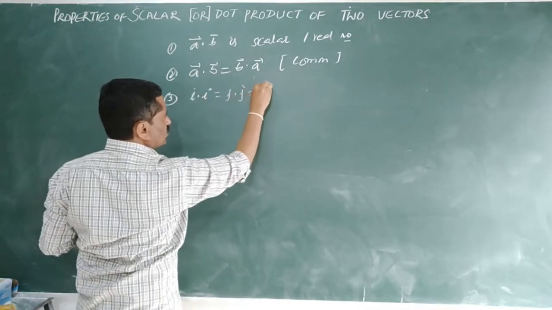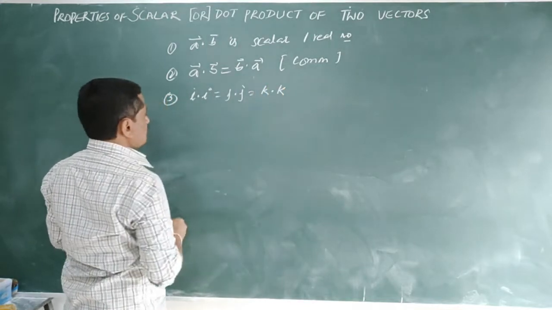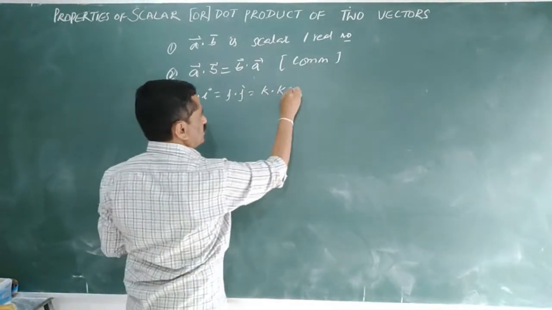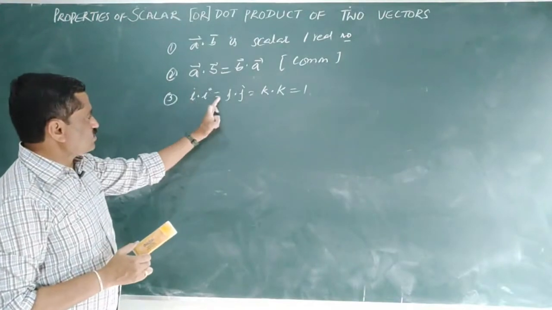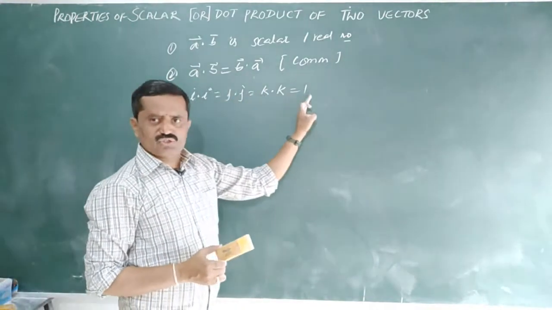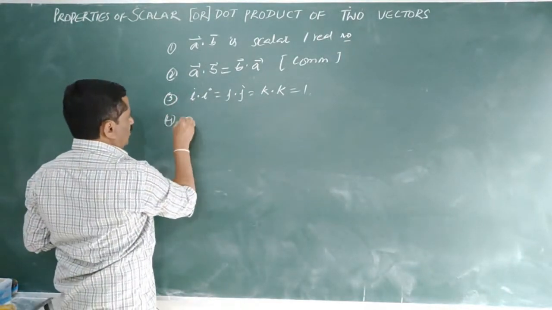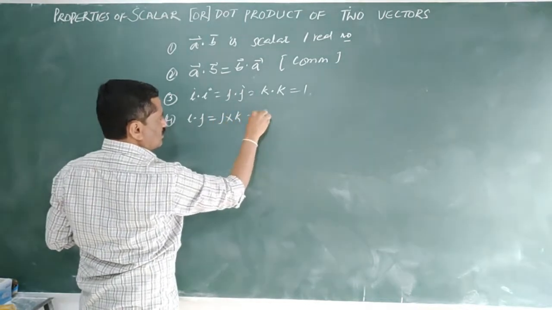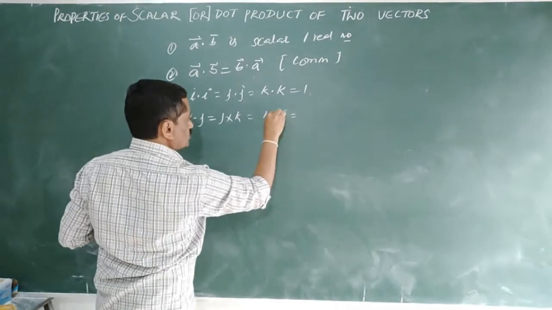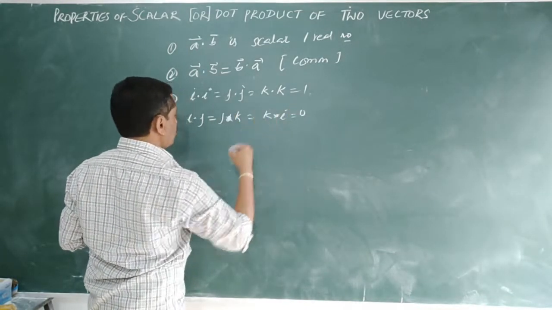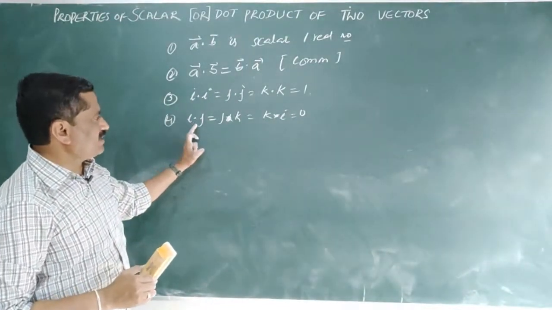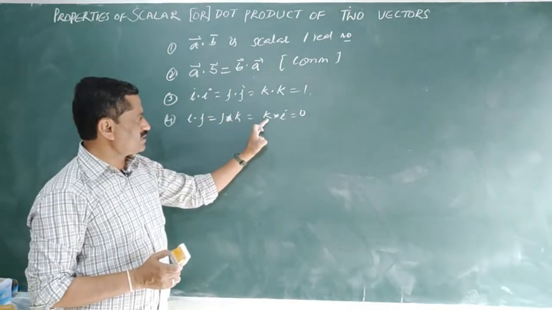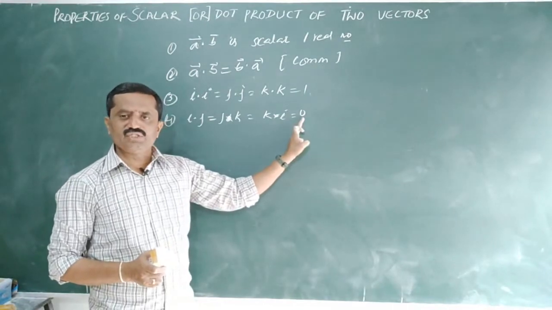Next, we have I dot I is equal to J dot J is equal to K dot K. That is, dot product of similar vectors gives 1, that is I dot I is equal to 1, J dot J is equal to 1, K dot K is equal to 1. Fourth, we have I dot J is equal to J dot K is equal to K dot I is equal to 0. Dot product of unlike vectors gives 0.